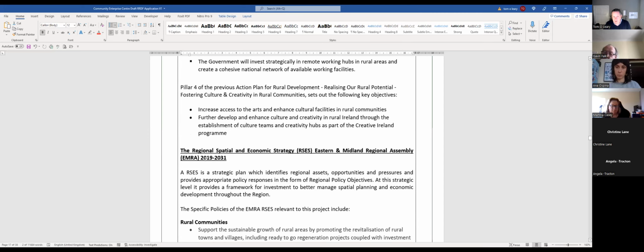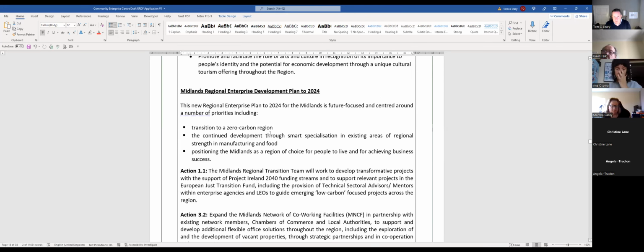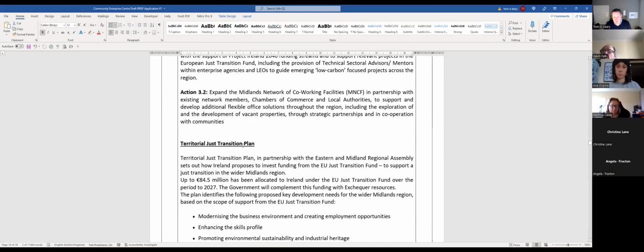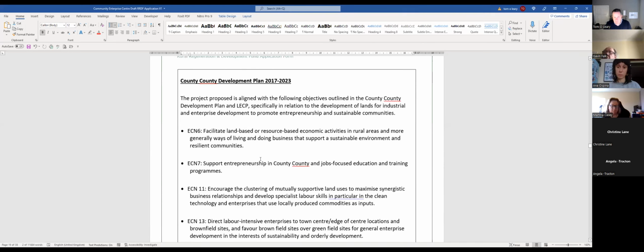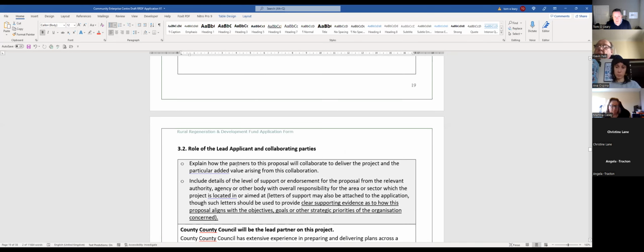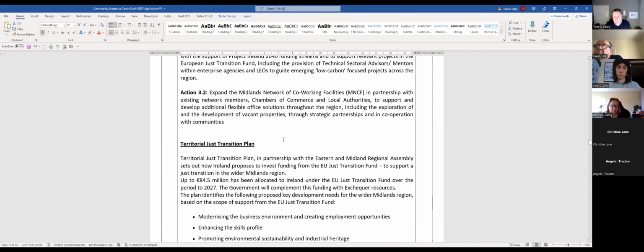Okay, and again, the regional spatial strategy, the Midlands Regional Enterprise Development Plan, because it's the Midlands area, the Just Transition Plan, which means funding for the Midlands area, the County Development Plan, the Local Economic Plan. So you can see we highlighted all the relevant strategies that it's relating to.